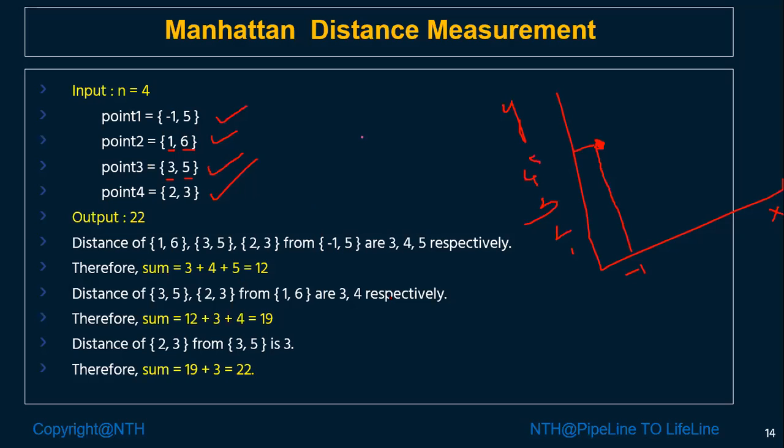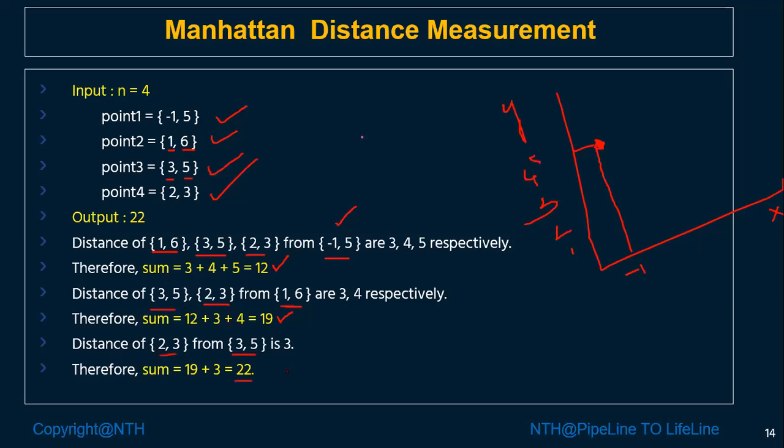Likewise, these are the xy coordinates. Here I wanted to calculate how far this point and this point are from -1, 5. How far these 3 points are from this particular point will become the distance, 12. Coming to how far, 1.6 will be the distance from 3.5 and 2.3; this is 19. And 3.5 will be the distance from the 2.3 point; this is 22.